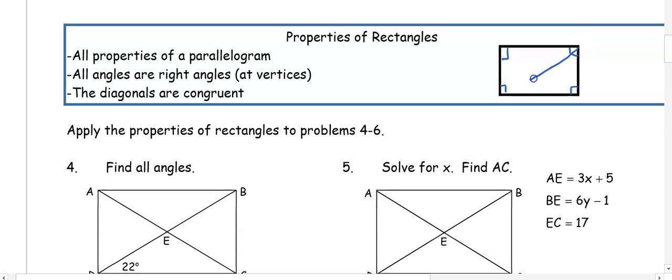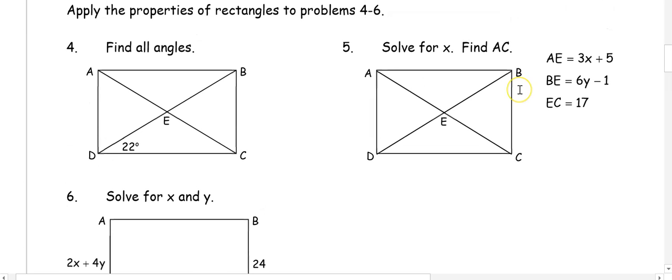Because of this, now our shape is not leaning anymore. So all of our diagonal pieces, because they were bisected and now they're congruent, all 4 pieces of the diagonals are now congruent. So remember to use your parallelogram properties because a rectangle is a special type of parallelogram. So those other properties still come into play.